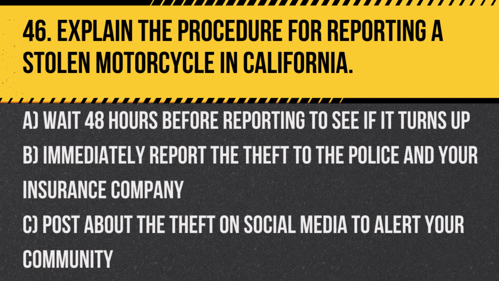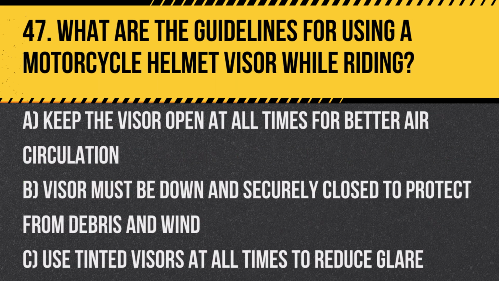A. Wait 48 hours before reporting to see if it turns up. B. Immediately report the theft to the police and your insurance company. C. Post about the theft on social media to alert your community. Answer: B. Immediately report the theft to the police and your insurance company. Prompt reporting is essential for recovery efforts and insurance processing. Question 47. What are the guidelines for using a motorcycle helmet visor while riding?